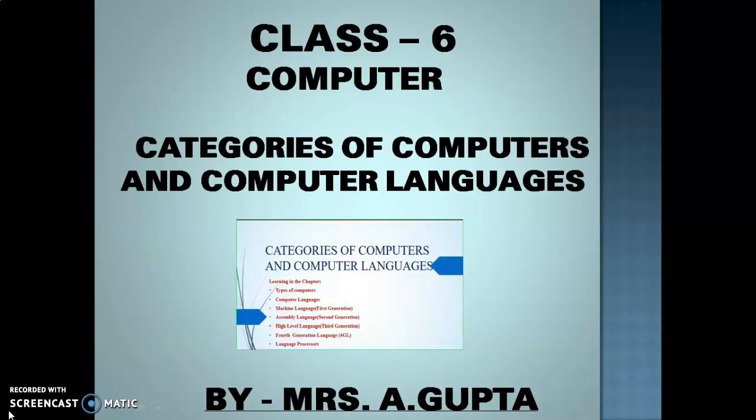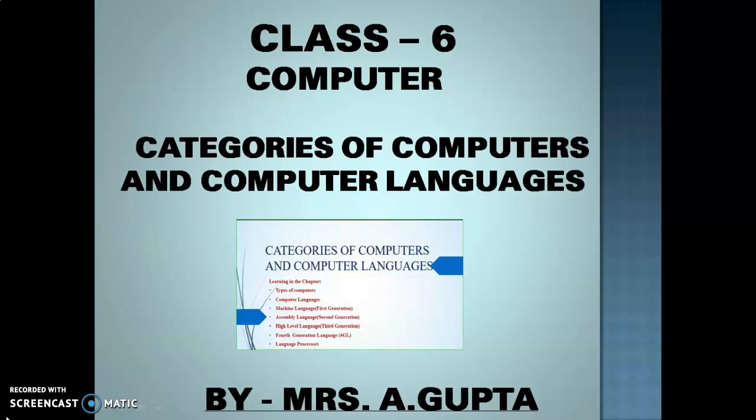In this chapter, we learn about categories of computer, some other special computers, computer languages, language translator, working of language translator. I have divided this chapter in two parts. In first part, we will discuss categories of computers and some other special computers. In part 2, I'll explain about computer languages, language translator, working of language translator, etc.